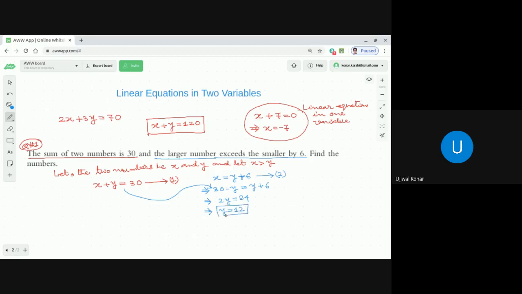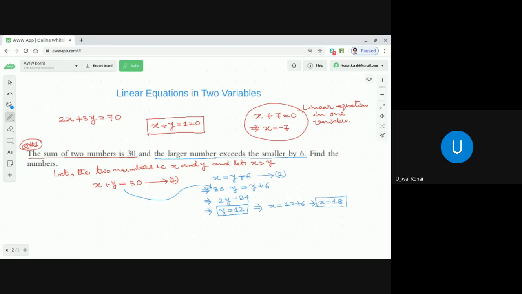The moment we get the value of y as 12, that implies the value of x is equal to 12 plus 6, because x is equal to y plus 6. That implies x is equal to 18. So we get the values of x and y as 18 and 12 respectively.